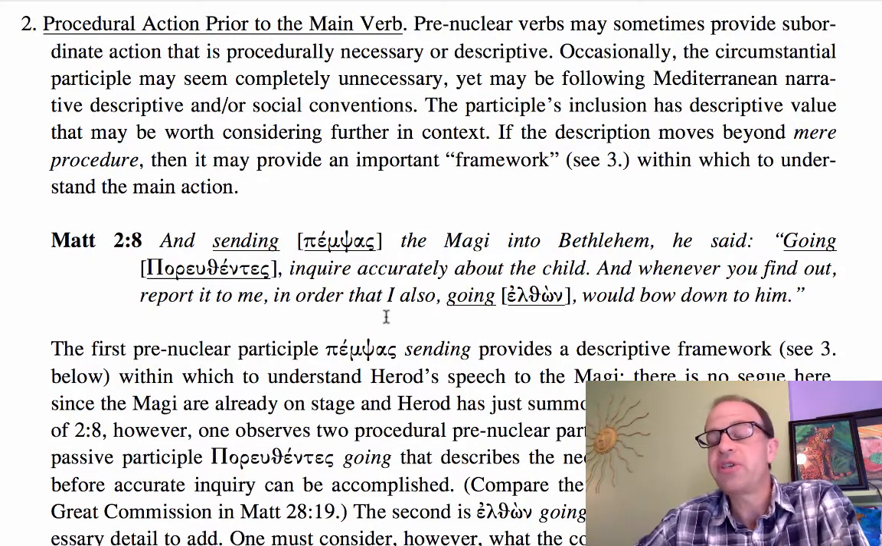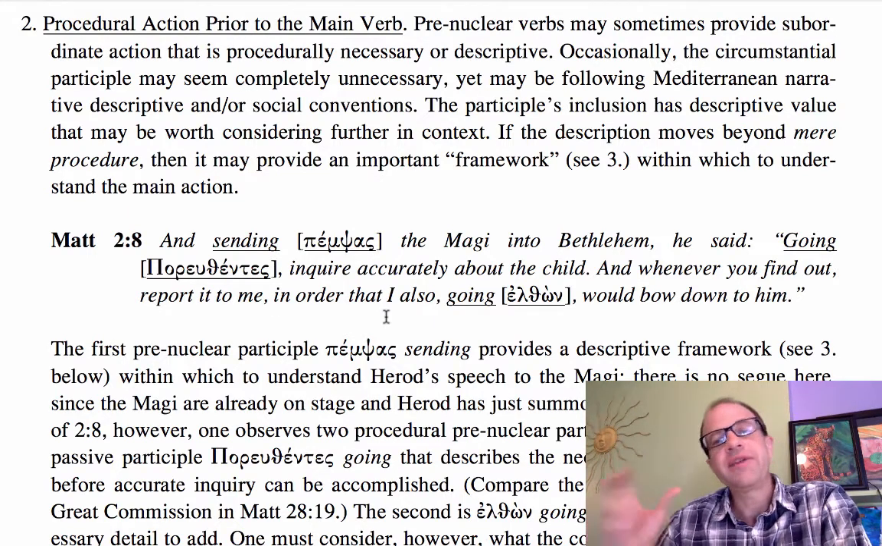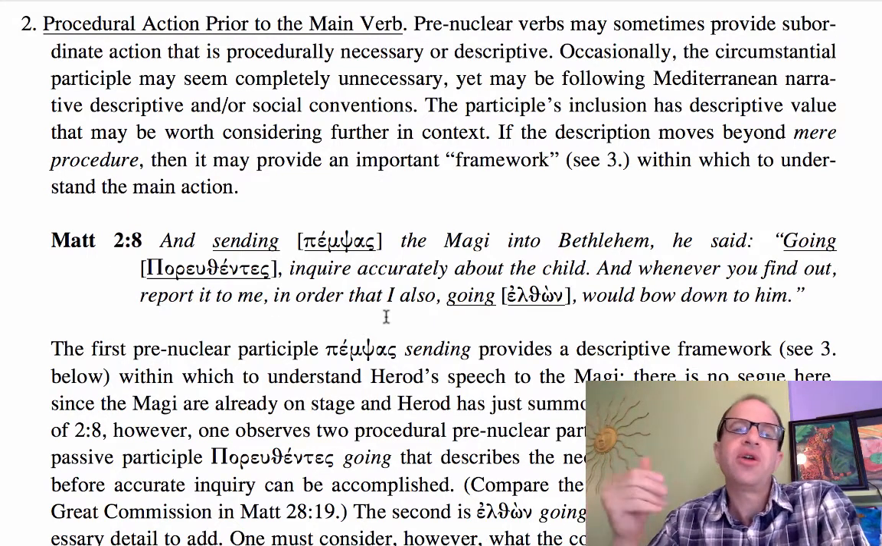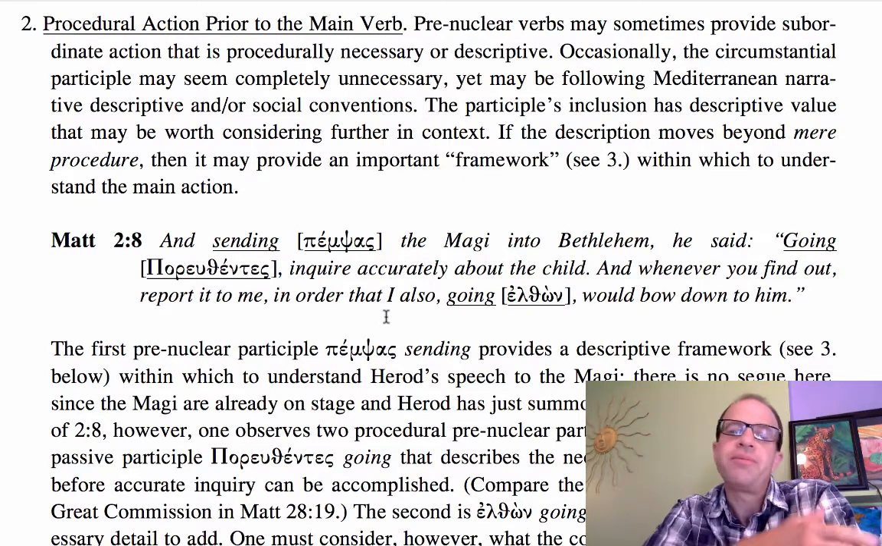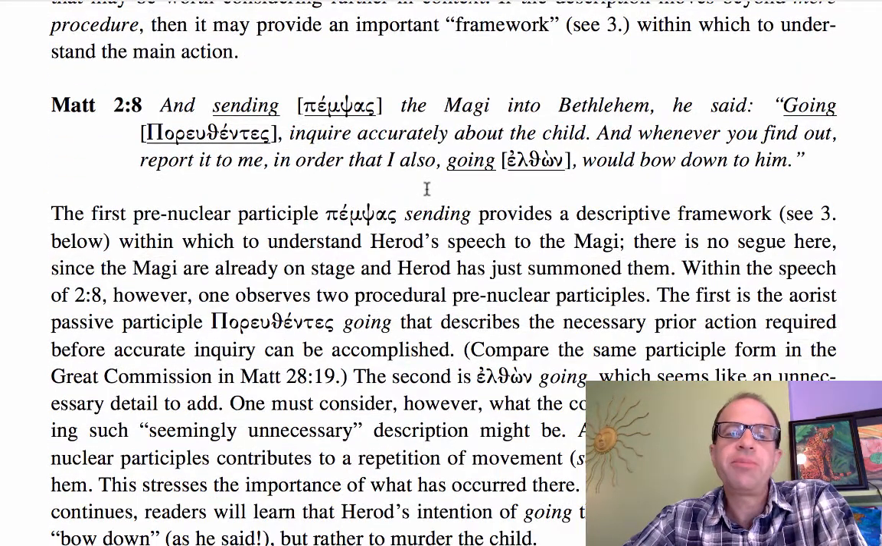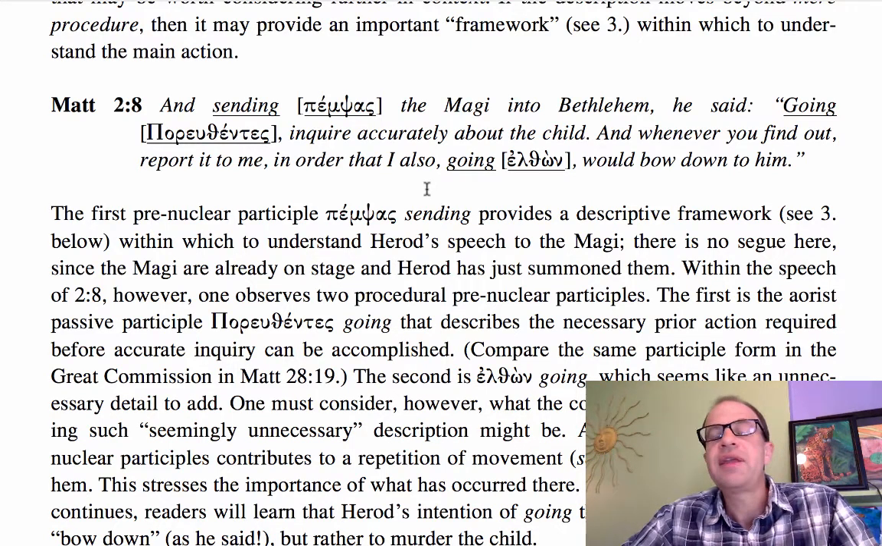Pre-nuclear circumstantial participles can also describe procedural action, which is prior to the main verb. So it's like logical procedural information, like this happened first, so that, or then this happened. So here's an example of the Magi who were sent, and then he said to them after sending them, "Going, inquire accurately about the child."